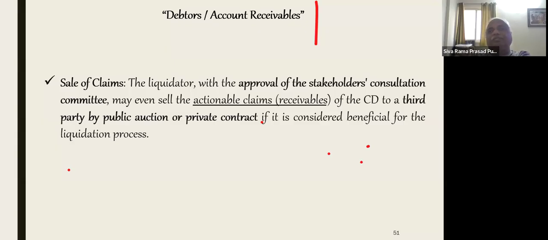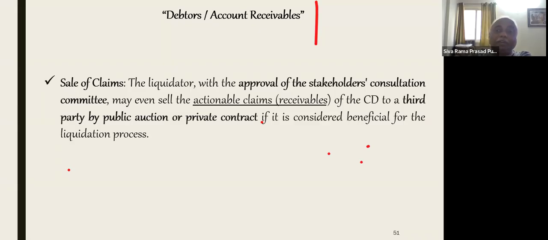The debtors. If any agencies are there, sell that with a discount. Don't leave it like that. Then some amount will come. That will be useful for liquidation costs, or the CIRP cost, or for going concern.